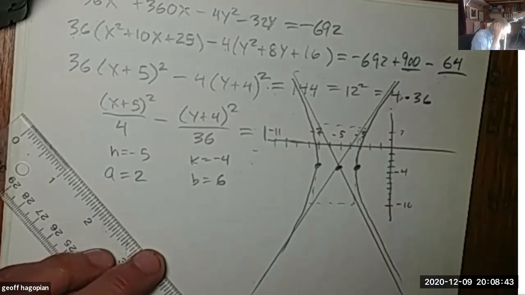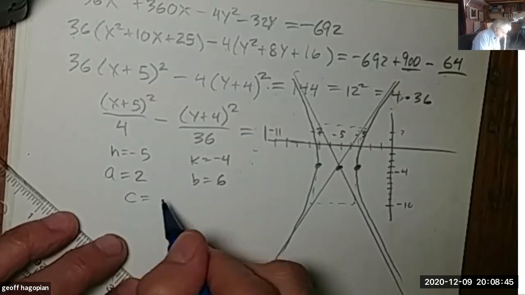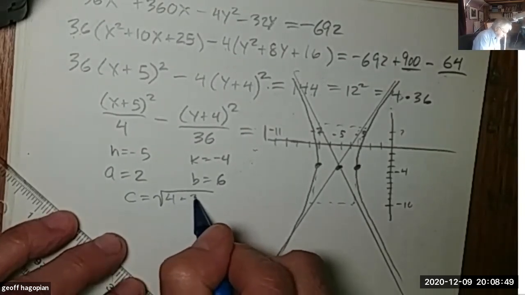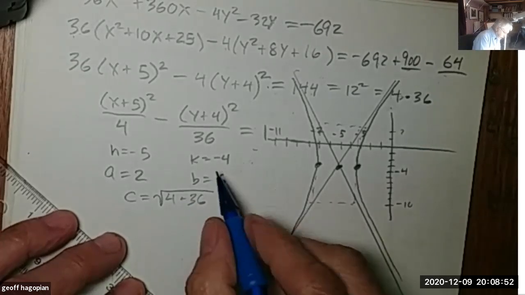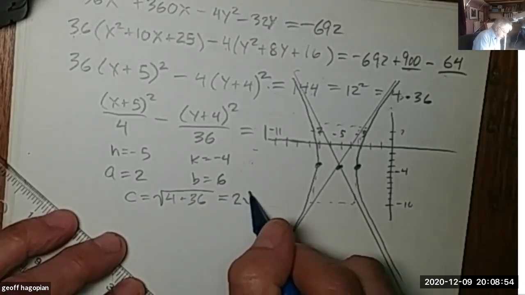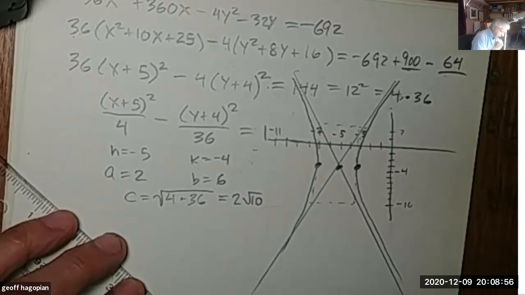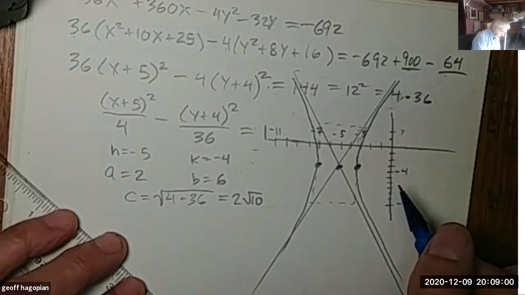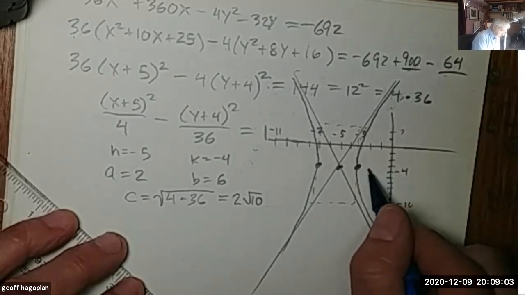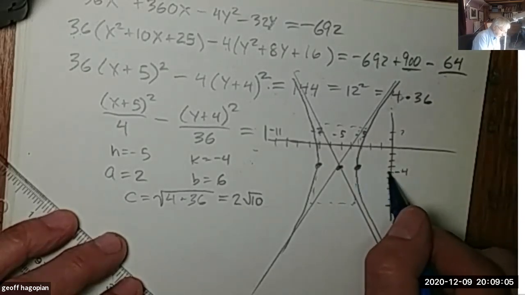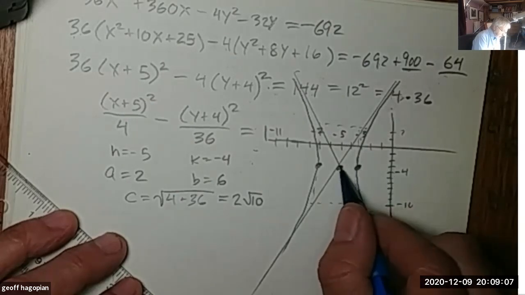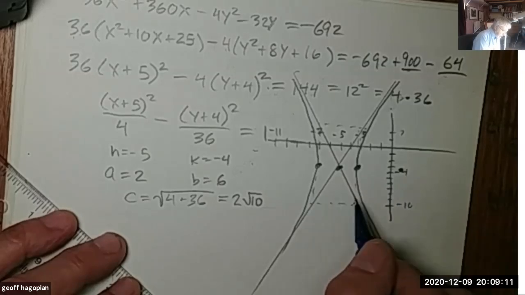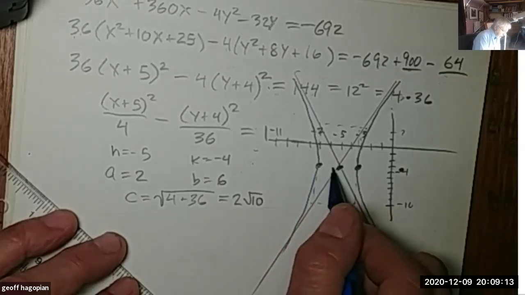And where are the foci? Well, C, they didn't ask us for C here, but C is the square root of a squared plus b squared, which is going to be the square root of 40, which is 2 times the square root of 10, right? Square root of 10 is about 3.16. So that'll be about 6.32. So there's going to be a focus over here and over here, right?